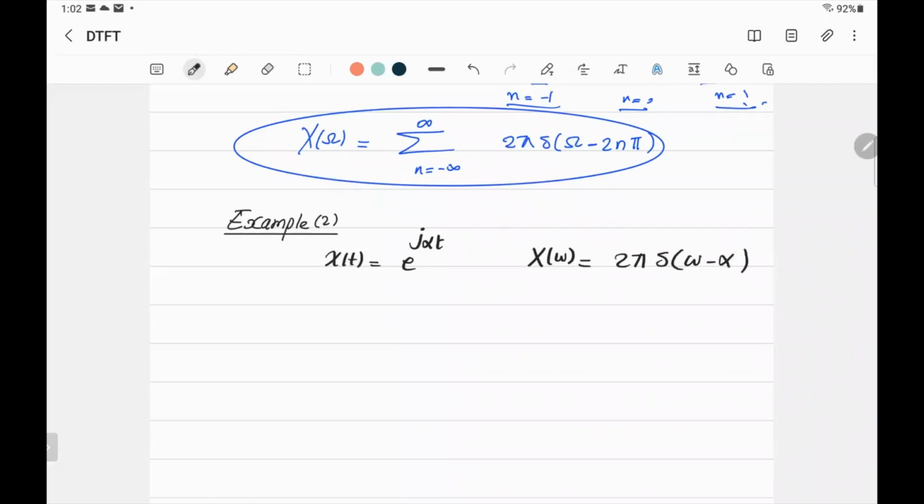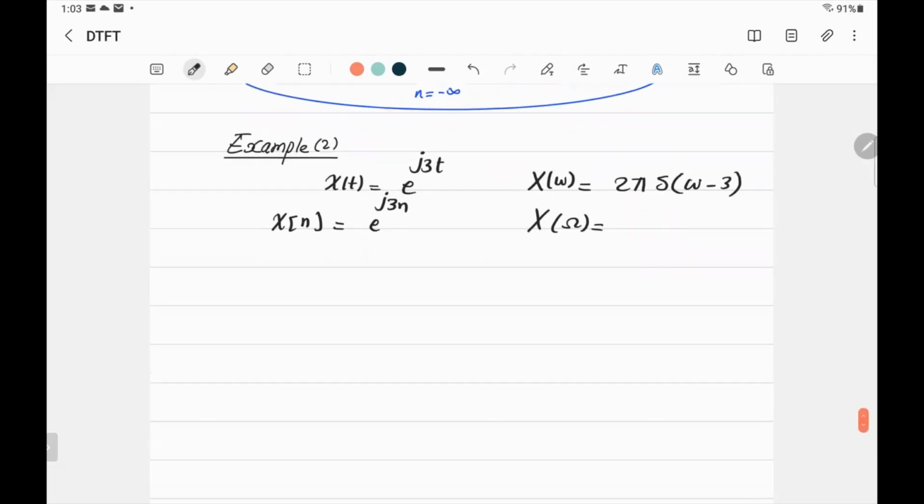Let's take a numerical value, as it's better. Let's say alpha is equal to 3, so you got omega minus 3. Now I want to do the discrete form, x of n is equal to e to the power of j 3n, and the question now is I want to find x of omega. I'm going to use the same technique, very similar to the other one. Go ahead and do it as a quiz. Show me what you do.